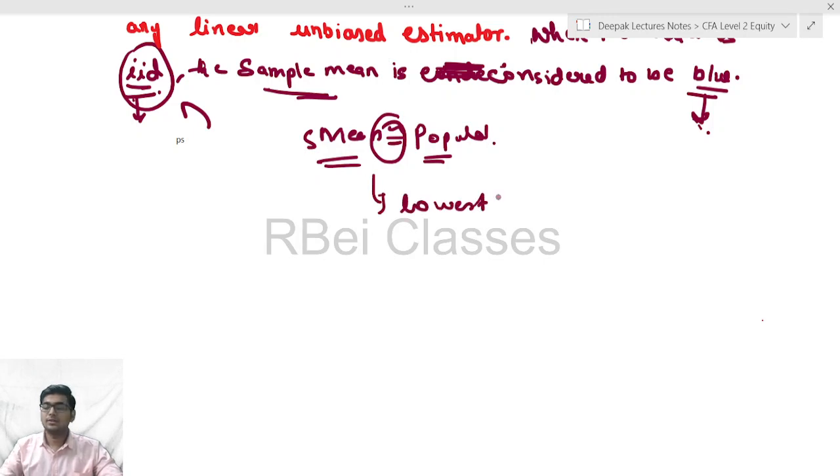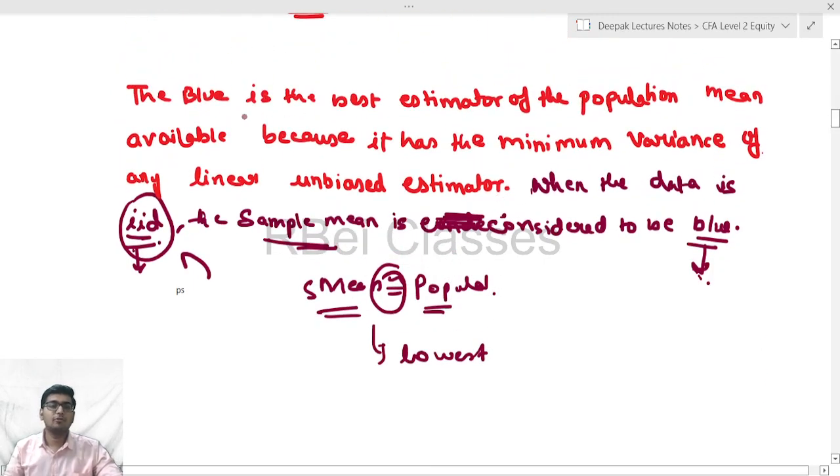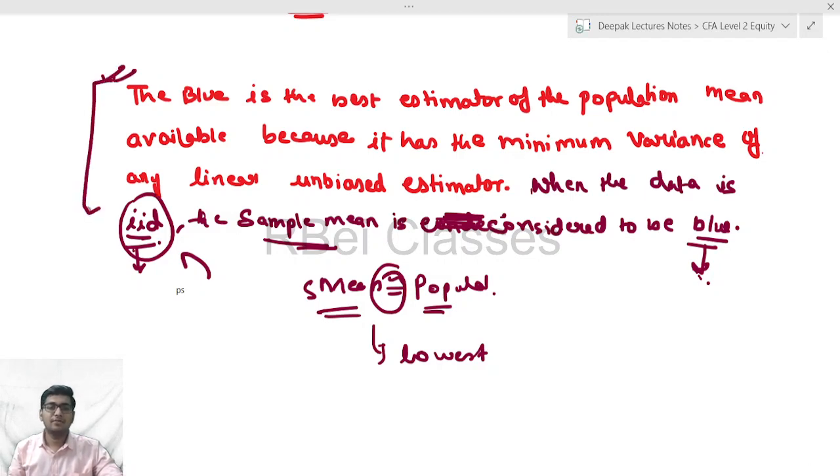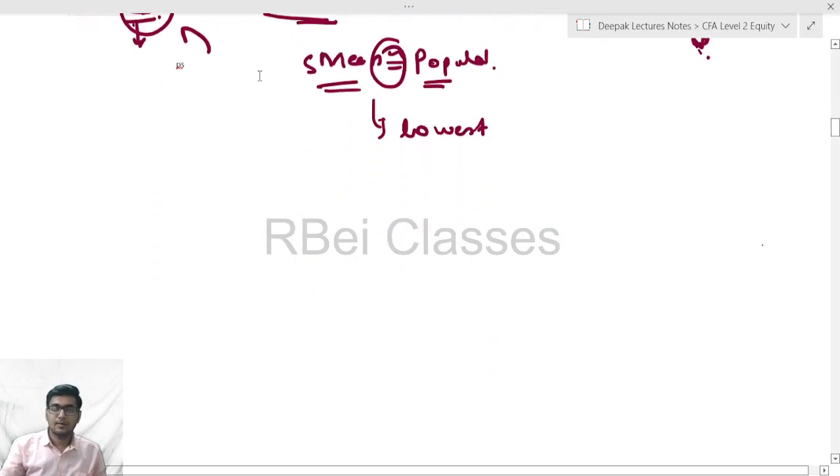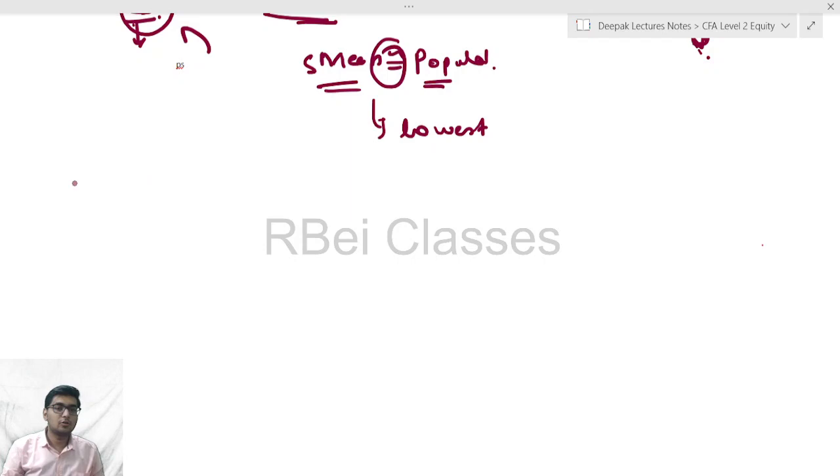Clear? Actually, this is a carry forward to this. It means the same thing, they have written it in a different way. Clear? Now, approaching the next point, that is the law of large numbers. Clear?